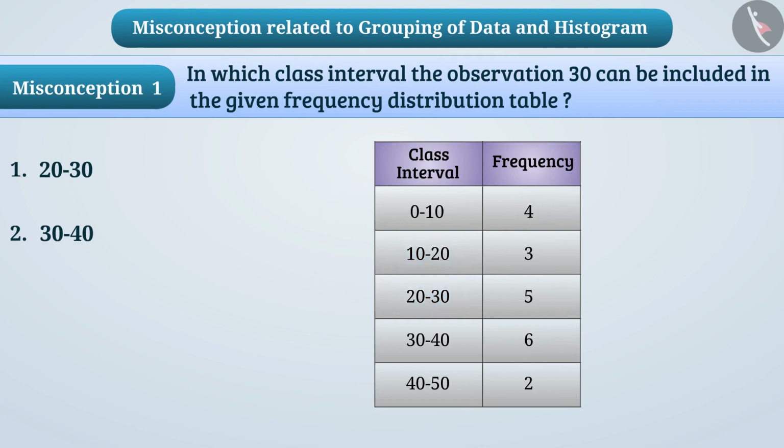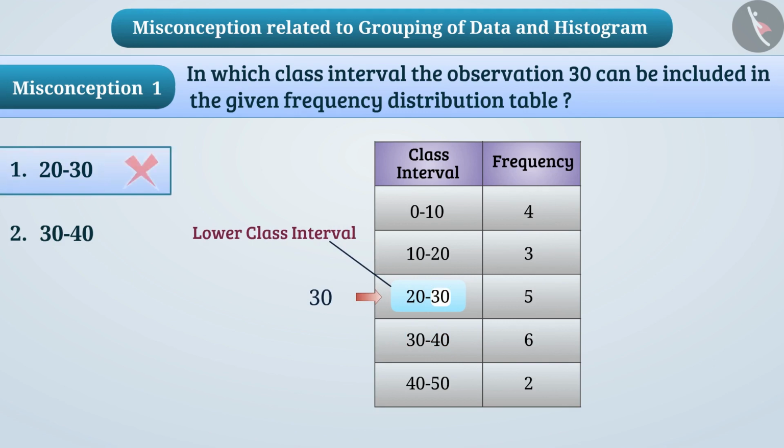For example, if we want to classify 30 here, children get confused to decide if they should keep 30 in class interval 20 to 30 or in 30 to 40. In such a situation, some children think that it should be kept in lower class interval. So, they give option 1 as answer, which is a wrong answer.